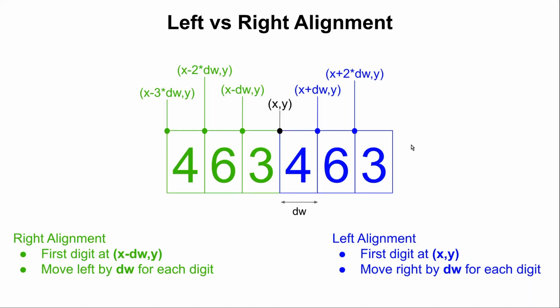Finally, the alignment. Here is how I'm doing it. It's way more difficult than I could have done, but whatever. The input in my procedure is the X and Y. I want to display at X, Y, and I want to display a number. If I want the alignment on the left, I'm going to start at X, Y and display the digits moving right.